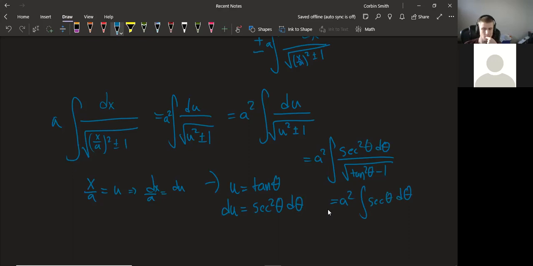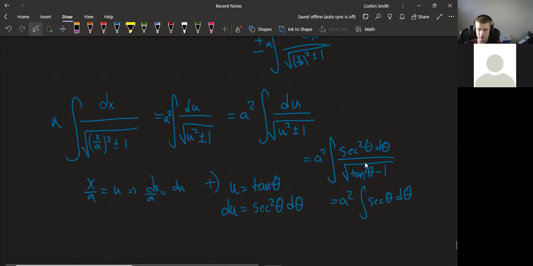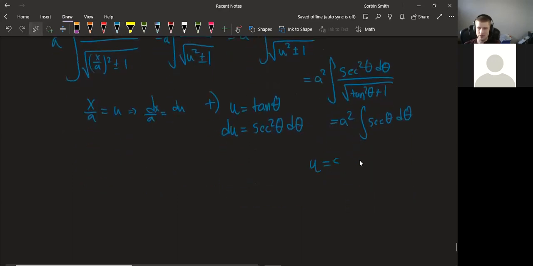And we figured out how to integrate secant theta, right? Let's see. This should be for the plus version. So are we going to do an integration by parts again? So u equals secant theta, dv equals d theta. Yes, a squared times the integral of d theta over cosine theta.